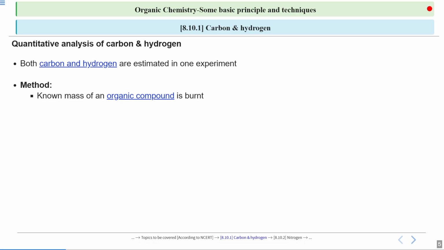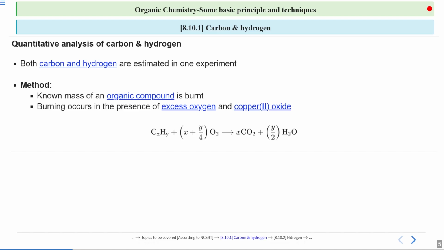The combustion takes place in the presence of excess oxygen and copper(II) oxide. This excess oxygen ensures complete burning, so no carbon or hydrogen is left unreacted, and copper(II) oxide is acting as an oxidizing agent. So the first step is burning of the given organic compound.